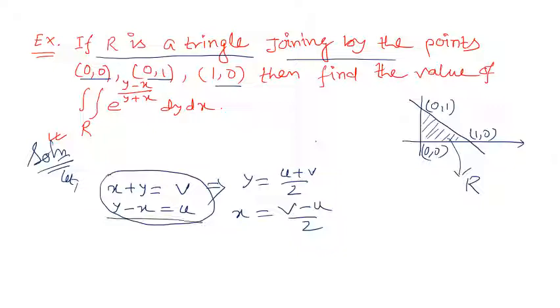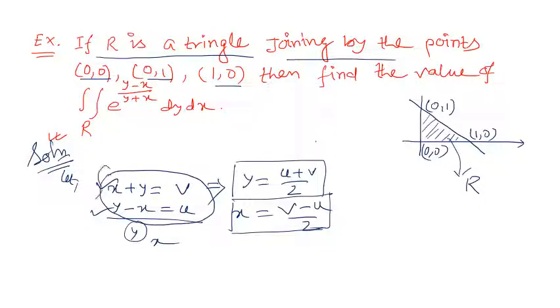Just adding these, you will get the value of y, as x cancels out, and if you subtract this from this, then you will get the value of x. So it is a very simple calculation. First of all, express y as a function of u, v, and express x as a function of u, v. So this is our suitable transformation, and we get the value of x is this and the value of y is this, right?